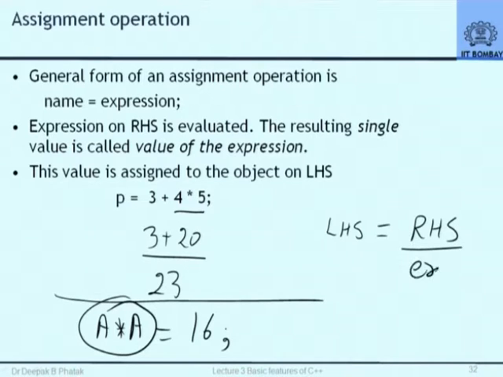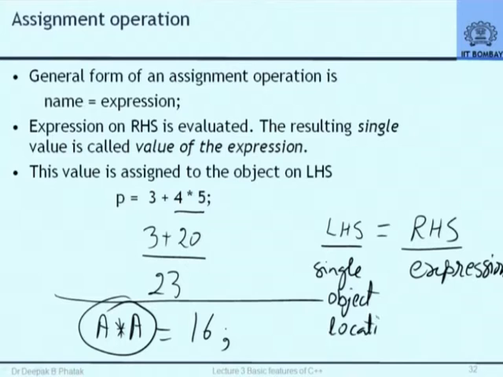RHS can be an expression. But LHS has to be a single object location. It cannot be a constant value also. You cannot say 5 is equal to A. That is invalid. Left hand side cannot be 5. It has to be a location which can receive a value. So LHS of an assignment statement is a receiver, single receiver. Get this? No confusion.